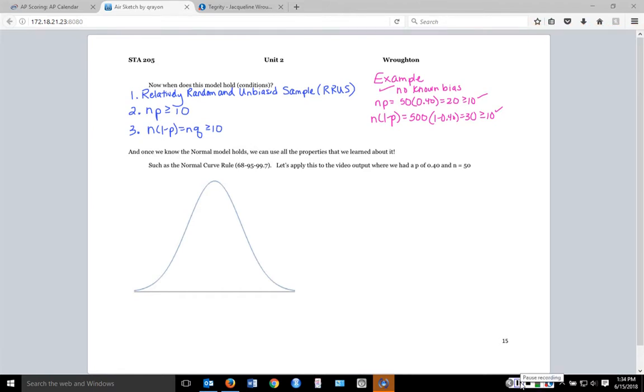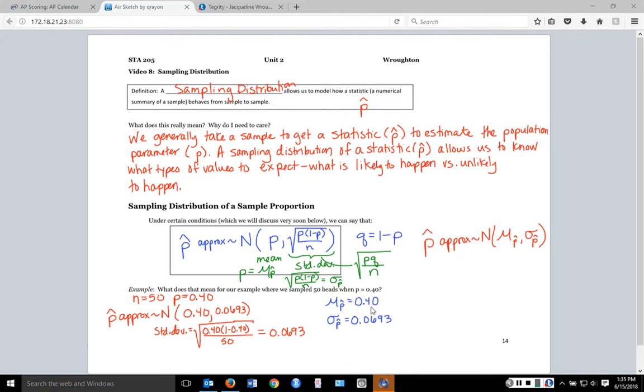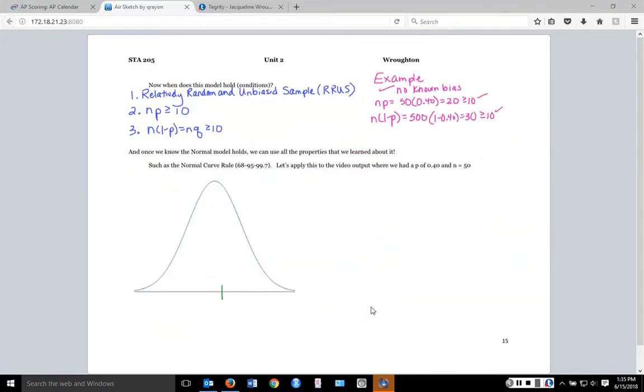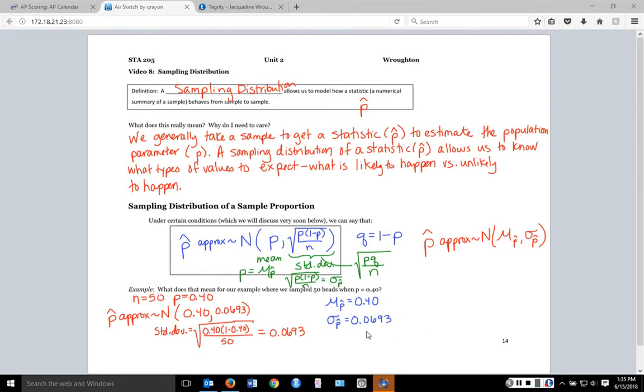So I already have our normal curve drawn here. Remember, whatever goes here in the middle at the bottom is whatever our mean is. So if we're using our example here where p is 0.4 and n is 50, we already had done the calculations, so my mean is going to be the 0.4. Next, to use this normal curve rule, I'm going to go out one standard deviation in both directions, and that will give me 68% of my data. All right, so what standard deviation am I going to use? I'm going to be using this standard deviation that we calculated of 0.0693.